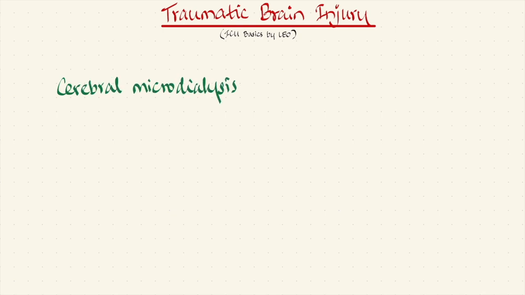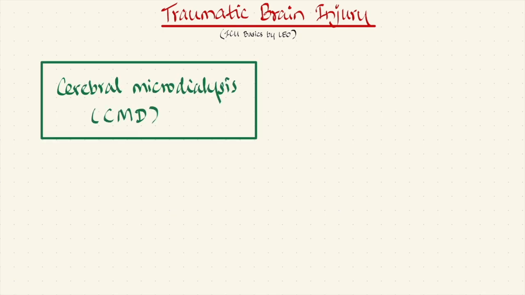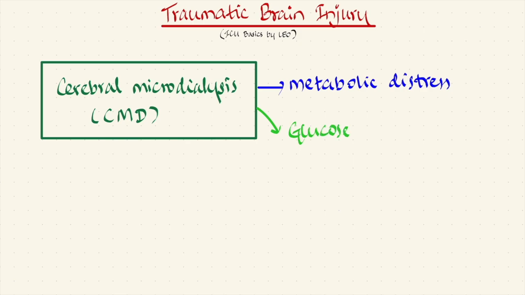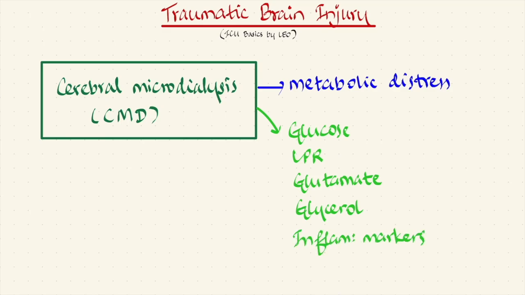Cerebral microdialysis can indicate cellular metabolism after brain injury by monitoring metabolic distress, which can be useful to guide management. It can estimate extracellular interstitial concentrations of small molecules like glucose, lactate, and pyruvate for calculation of lactate-pyruvate ratio, glutamate, and glycerol, as well as larger molecules in interstitial fluids such as inflammatory mediators.